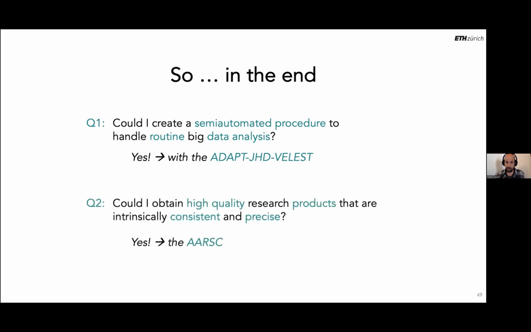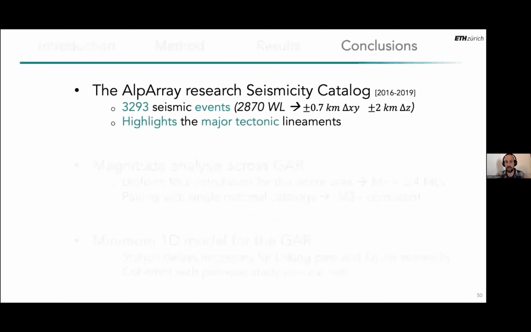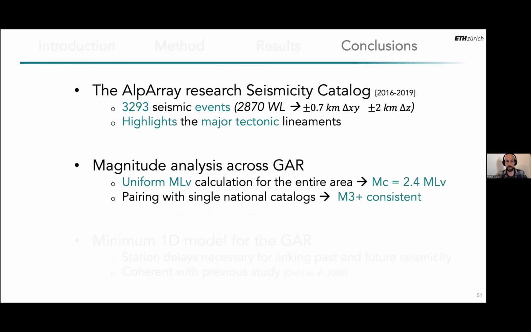And then we obtain a higher quality research product, in the sense that the AlpArray research seismicity catalog is actually providing us an unprecedented starting point for several studies. In particular, again, just to remember, it's almost 3,300 events with a higher precision, and it is also able to highlight the major tectonic lineaments, being consistent with other national and regional observatory reports.